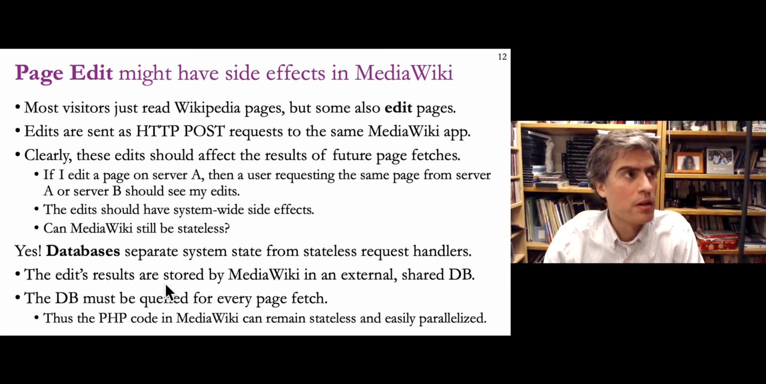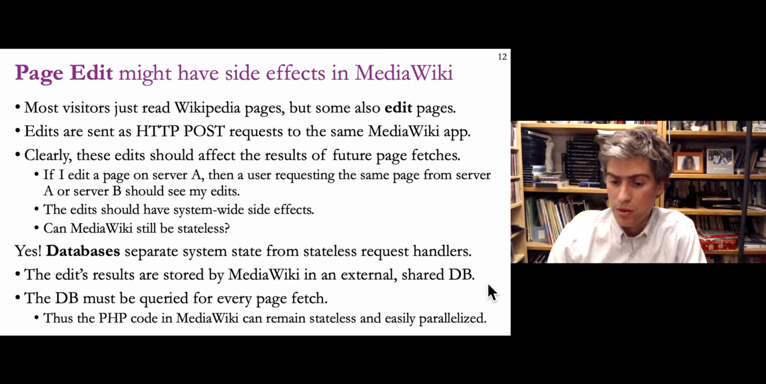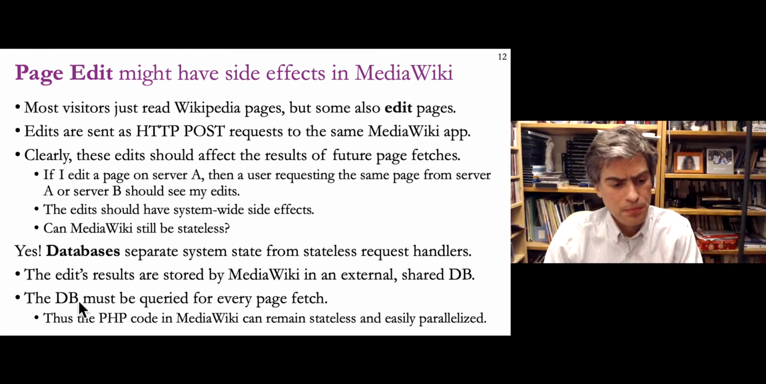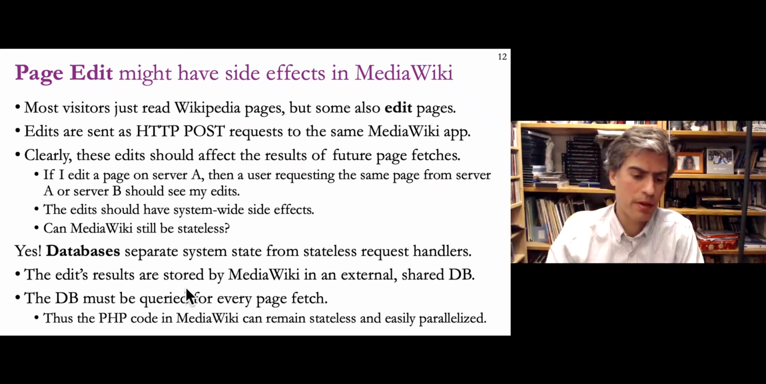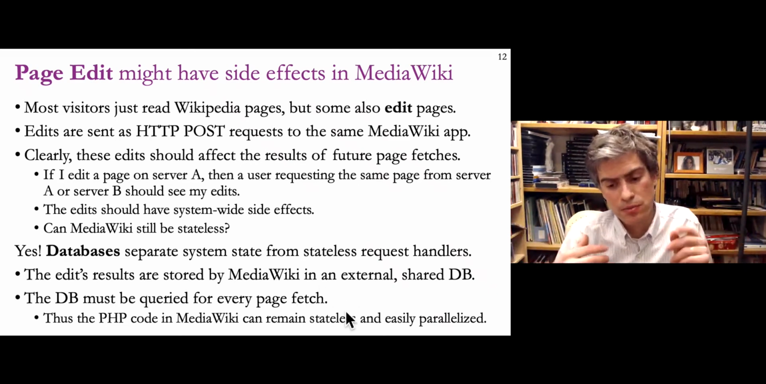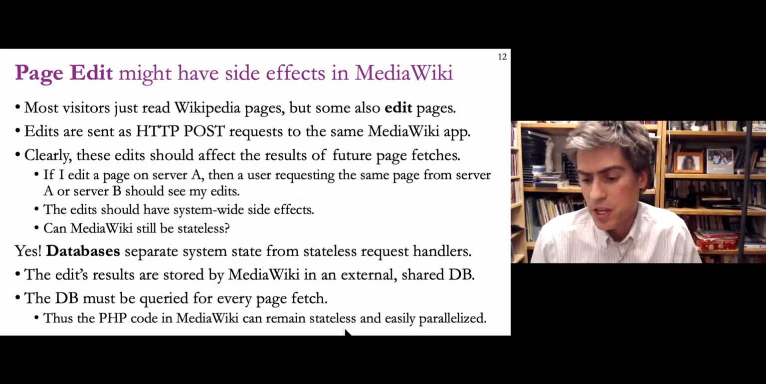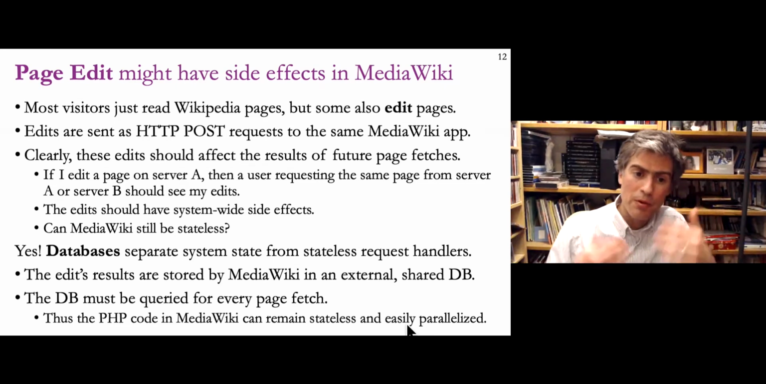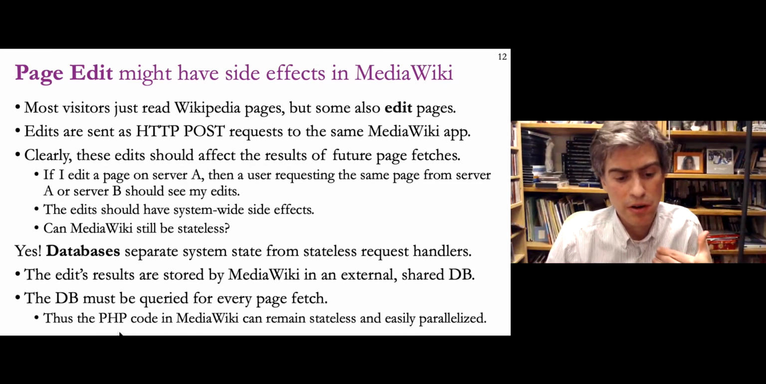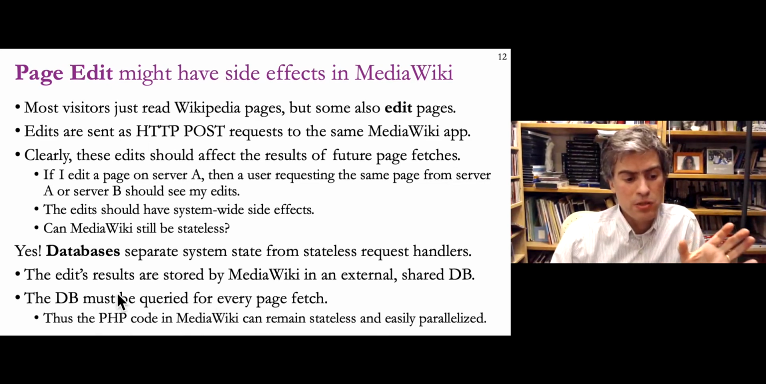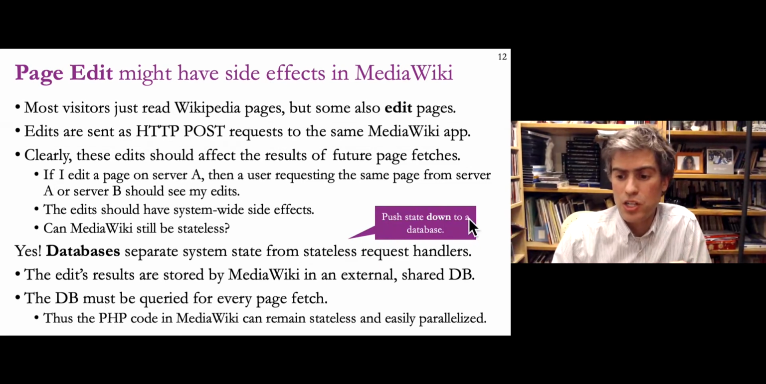So the results of the edits that users are making are stored in an external shared database, and all the different copies of MediaWiki access that same shared database, so they see the same articles. They see the effects of everyone else's changes, and that database has to be queried, which is to say data has to be fetched from the database. That's called a query. Every time MediaWiki needs to build a page, because the data for the article is in that database. So the PHP code in MediaWiki can be stateless and easily parallelized if the things that need to be remembered over time are not stored in this PHP code. The PHP variables in MediaWiki are not remembering anything as a result of edits. Anything that needs to be remembered is just pushed out to the database. Okay, so we push state down to a database.